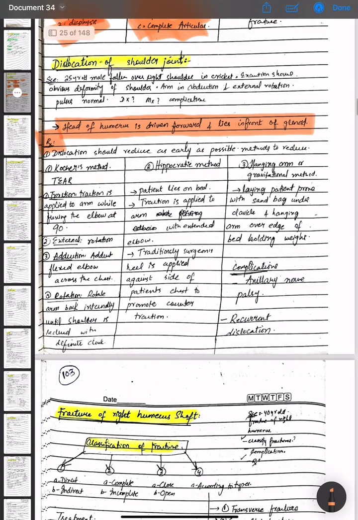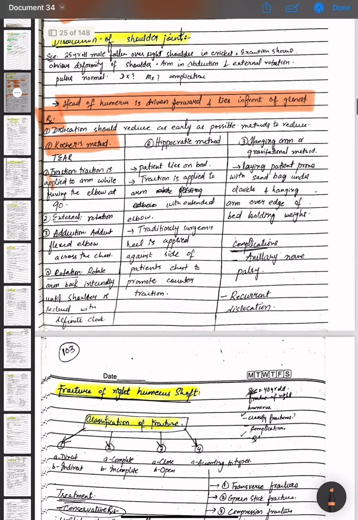Methods to reduce are Kocher's method, Hippocratic method, and hanging arm or gravitational method. So, in Kocher's method, traction is applied to the arm while flexing the elbow at 90 degrees, then external rotation, adduction, adducting the flexed elbow across the chest, and rotation, rotating the arm back internally until the shoulder is reduced with a definite clunk.